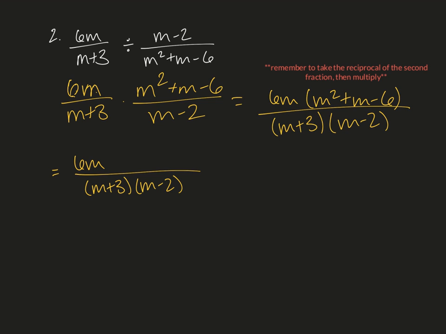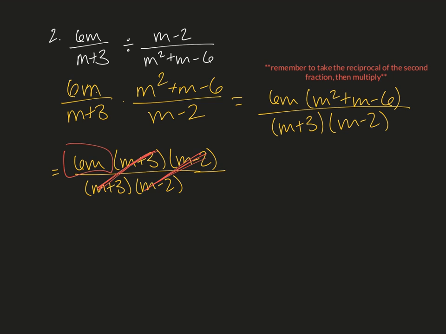Again, you can factor that any way you want. And when you do, you should get an m plus 3 and an m minus 2. Because remember, 3 plus negative 2 is positive 1, which is the middle coefficient. And then 3 times negative 2 is negative 6. The next step, we are going to do any canceling that we see. So I notice m plus 3 and m plus 3 cancel, m minus 2 and m minus 2 cancel, and the only thing I'm left with is a 6m.